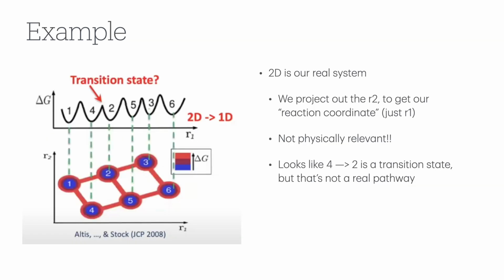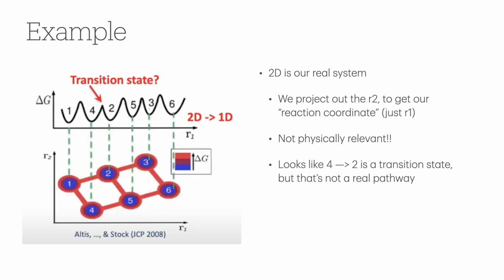So here's an example of choosing a reaction coordinate that is not actually physically relevant. So say we have this two-dimensional system, which is shown in the left picture on the bottom, right? We have R1 and R2. We have 2 dimensions. Now, for a reaction coordinate, just say, for example, we just take R1 as our reaction coordinate. So we project out the R2, we just get our reaction coordinate, which is just R1.